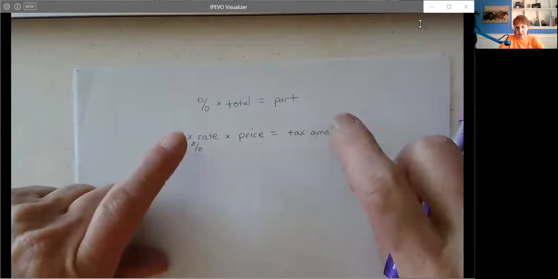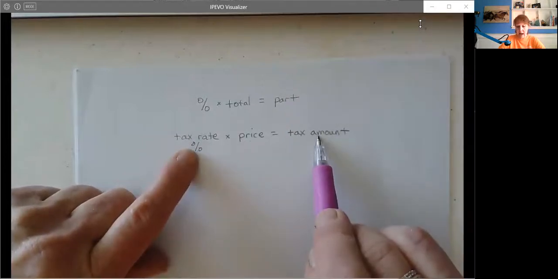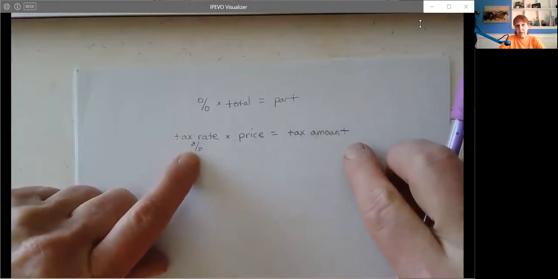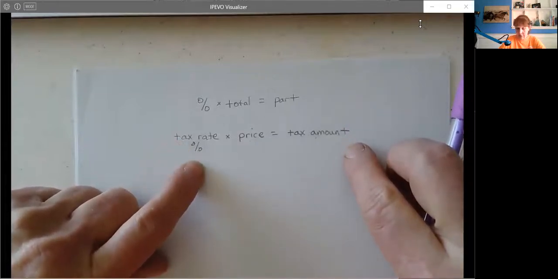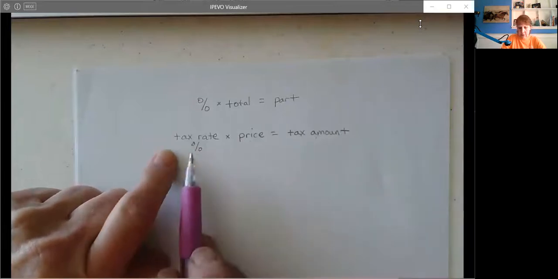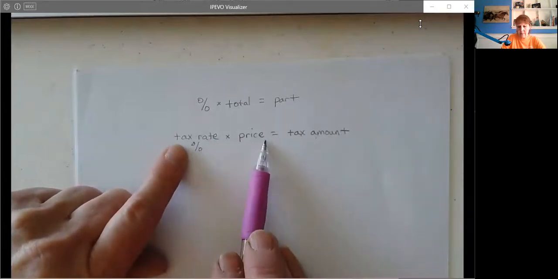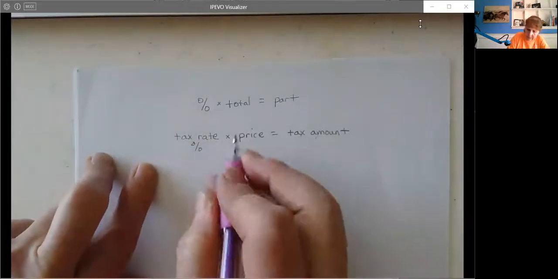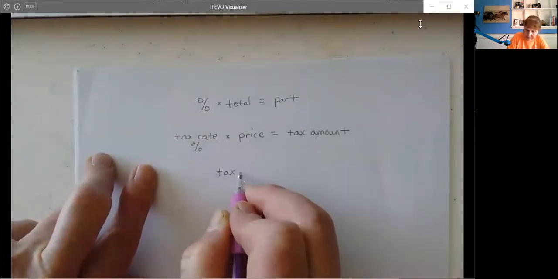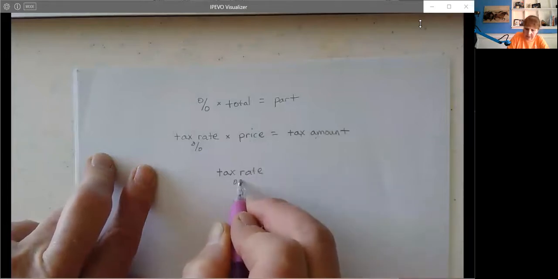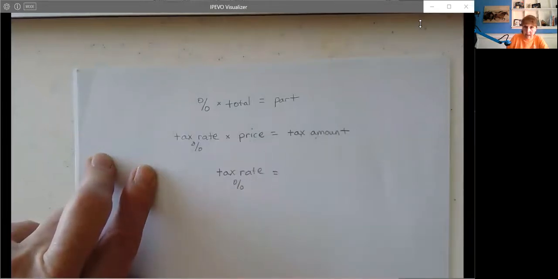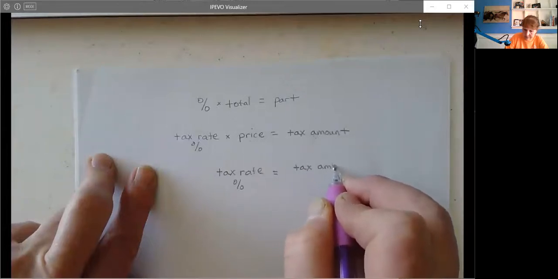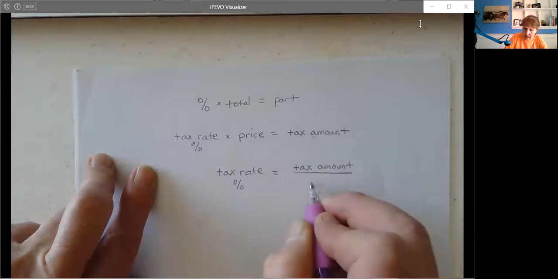So, this equation is used if they want the tax, the amount of the tax, or they would want the price. Either one of those, I would come to this one. But if they want the tax rate itself, you could use this one. So if they wanted this right here, you just divide both sides by the price, and that would leave this alone. So in other words, the tax rate, which does need to be expressed as a percent eventually, is equal to the tax amount divided by the price.